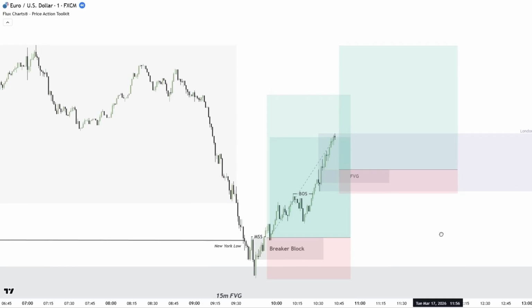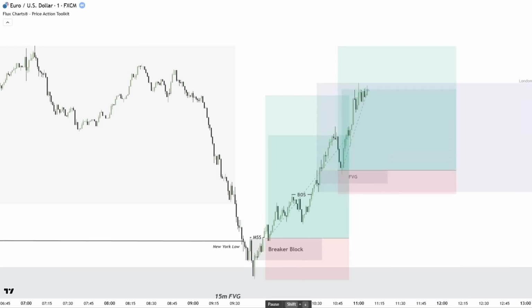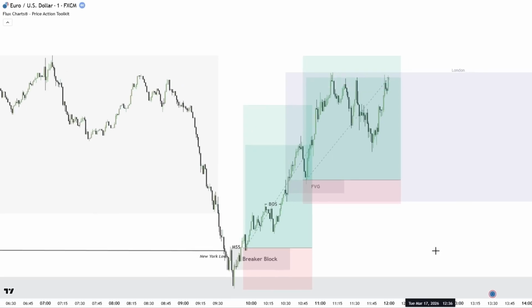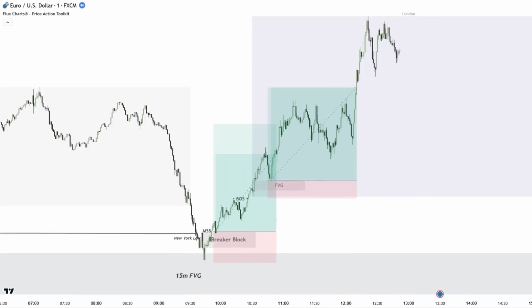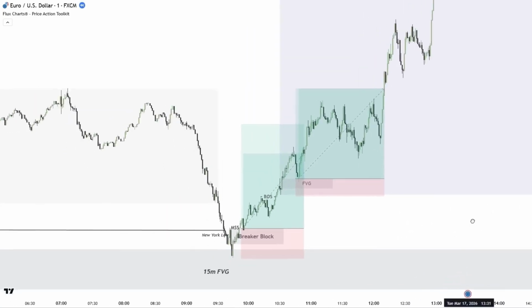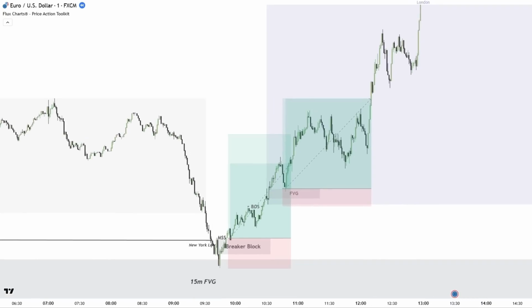Now, let's see what happens next. As you can see, price pushes slightly lower, triggers our second buy order, and then quickly reverses with strong bullish momentum, eventually hitting the take profit on both trades, once again proving how effective this model can be.